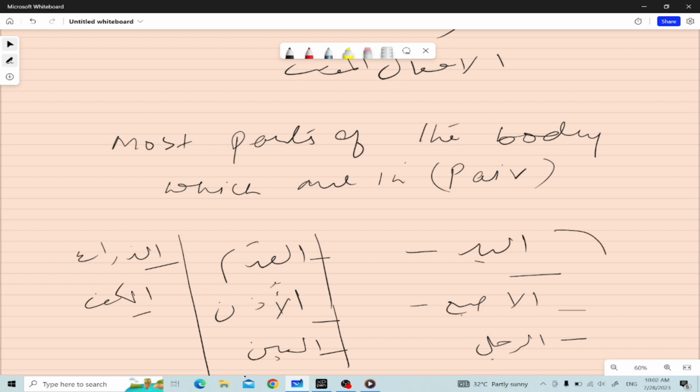So these words, these are the parts of the body which we have in pair. For example, we have two hands, we have more than one finger. Originally, we have two legs, two feet, two ears, two eyes, two arms, two palms. So these words are also regarded as muannas.